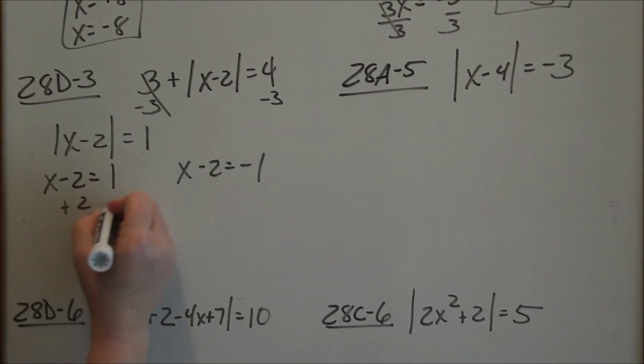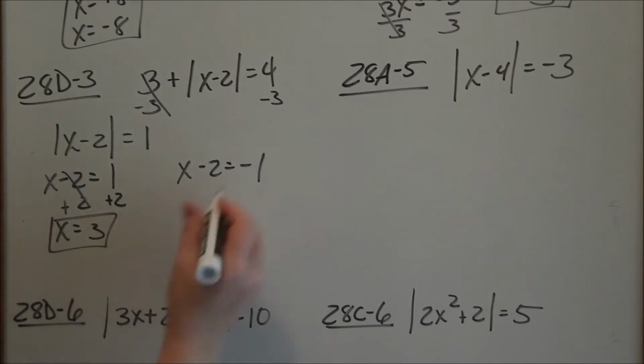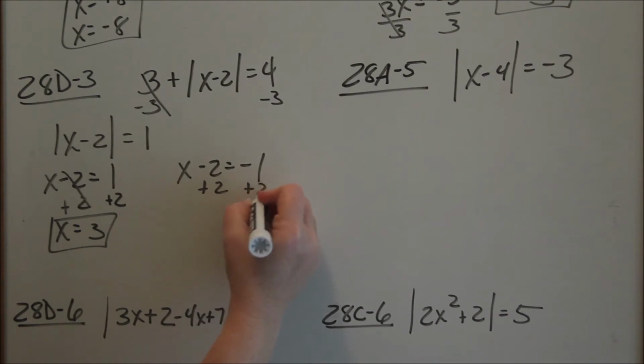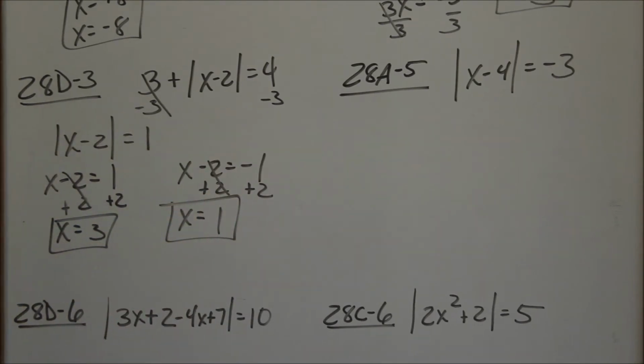So then add 2 over here. One of your solutions is x equals 3. Add your 2 over here, and one of your solutions is x equals 1. Again, watch your signs. You'll have two different solutions, but they will not be the same.